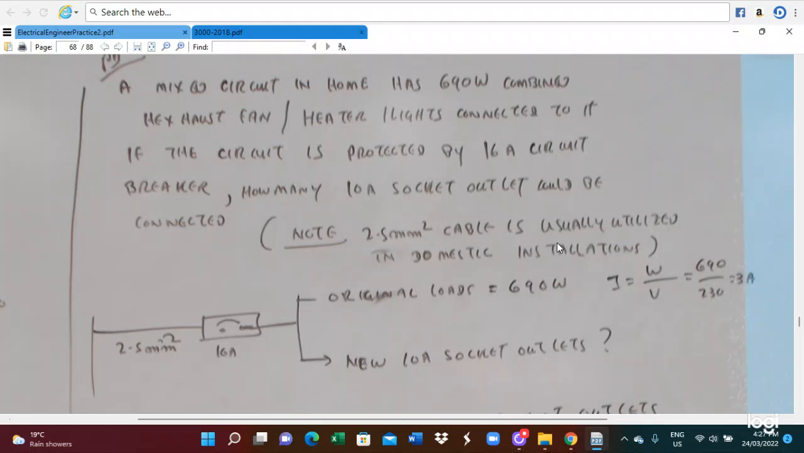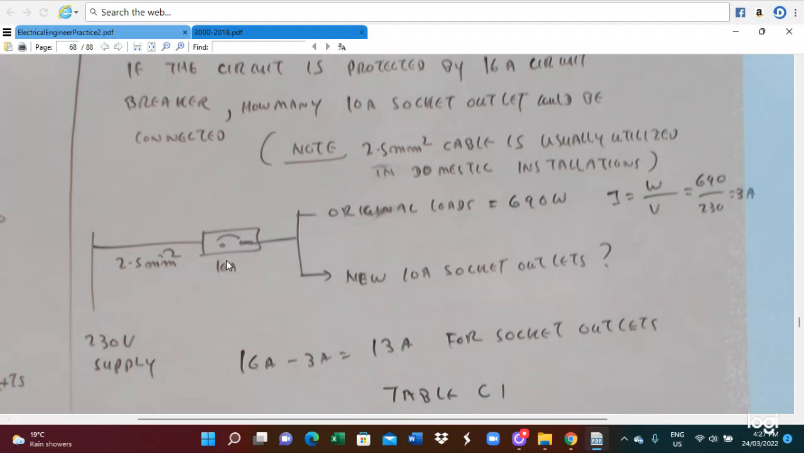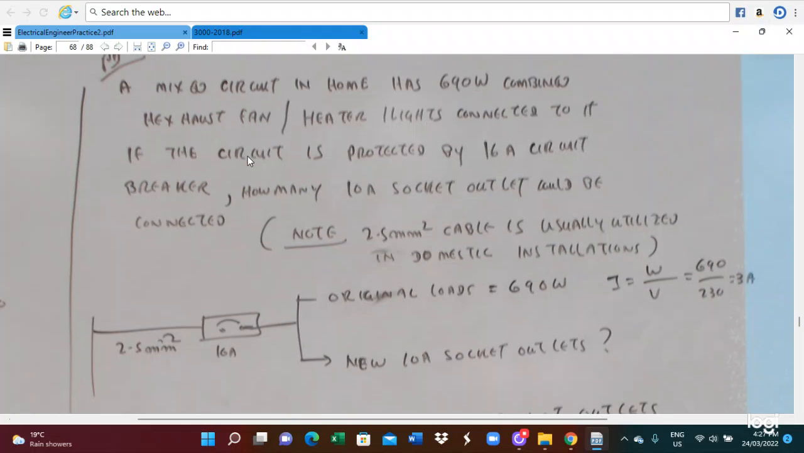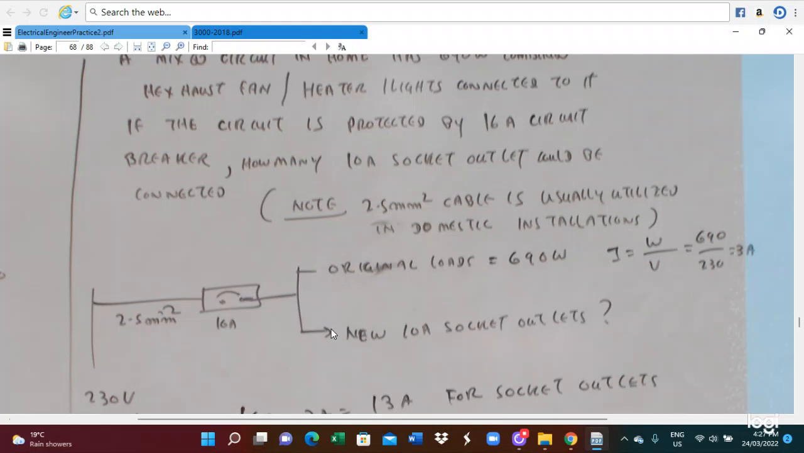So this will be the 2.5 millimeter square cable, for the given size and 60 MVR circuit breaker. In this case, the original load is 390 watts, so the load is 390 divided by the supply voltage 230. So you got 3 MVR already taken out.